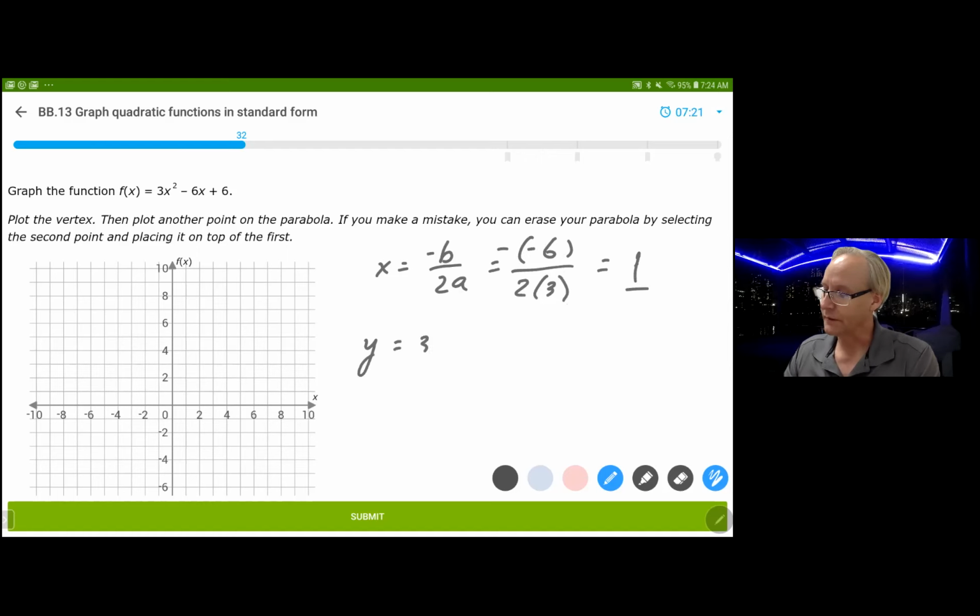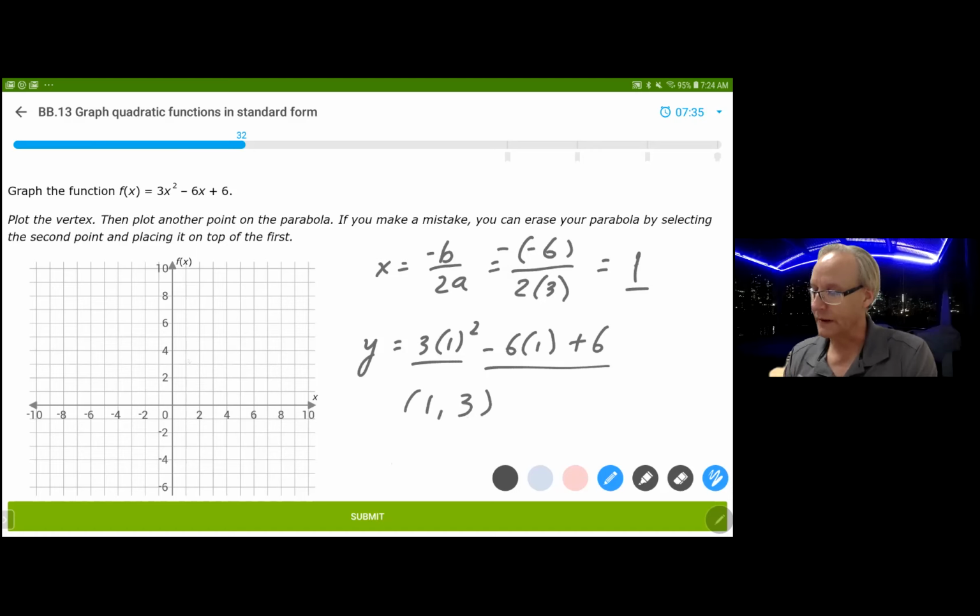That's going to be 3 times 1 squared minus 6 times 1 plus 6. Well, that's 0, and that's 3. So y equals 3. So 1, 3 is my vertex. Now a lot of people are going to go, well, I'm going to go 1, 1.